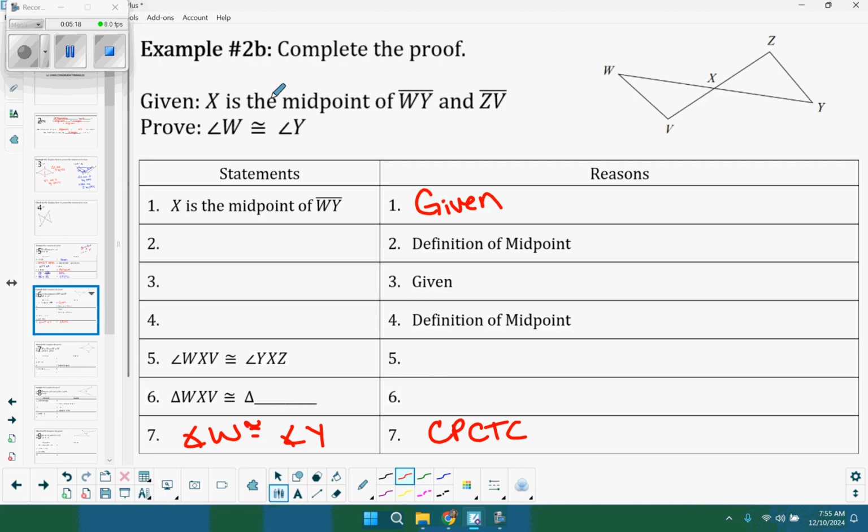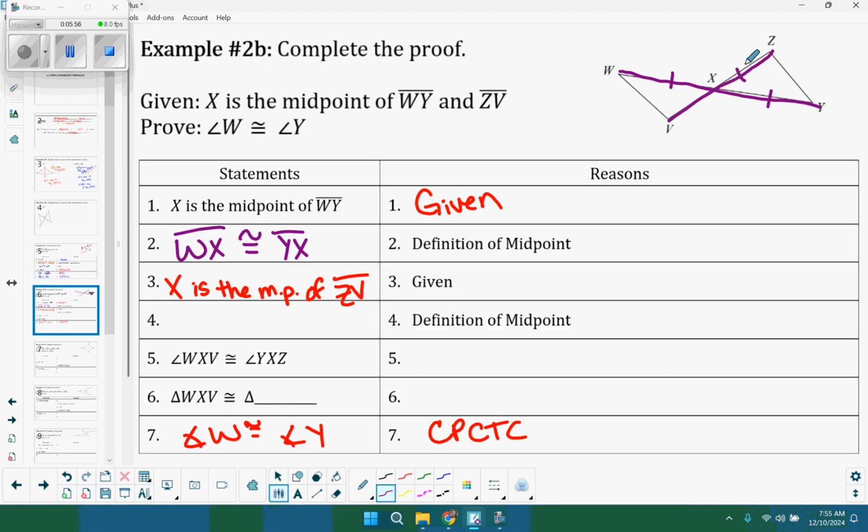So my given said X is the midpoint of WY and ZV. We've only mentioned WY in step 1, so I'm going to take this same sentence and write X is the midpoint of the other one that we haven't mentioned, ZV. Okay, so now definition of midpoint. If I said that WY got cut in half, then the two pieces of WY should be the same by the definition of midpoint. So that's WX and YX. Then I said that ZV got cut in half. So this line now got split in half. So that's going to be VX and ZX.